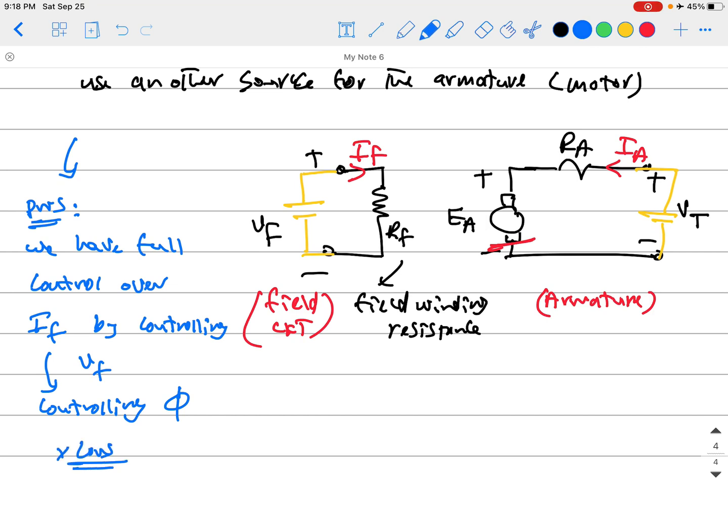What about the cons? Yes, it's obvious: using a separate DC source is expensive.